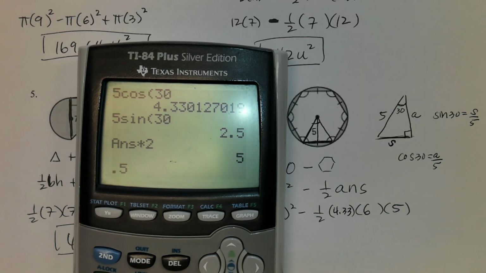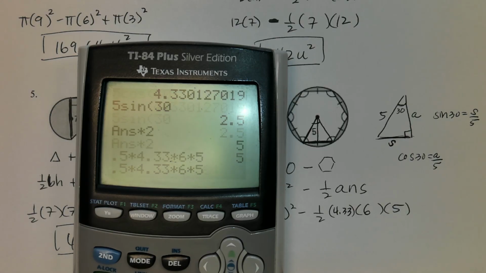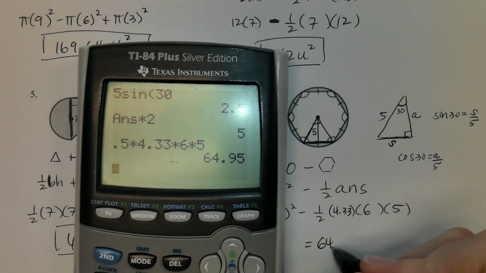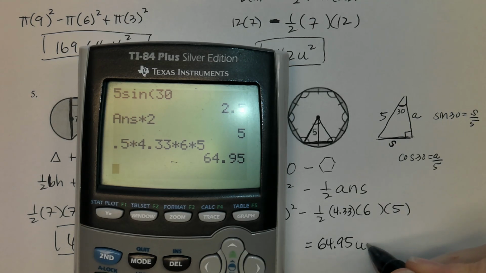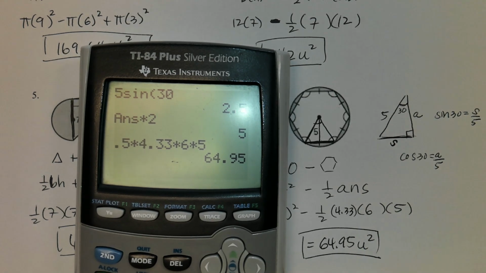So now I've got 0.5 times the 4.33 and times 6 and times 5. So it looks like we're looking at about 64.95. No labels, so we'll just do units squared. And those are composite areas, just putting together or taking away different areas of shapes.